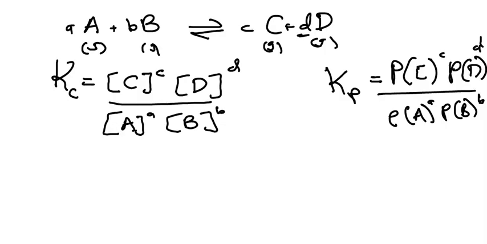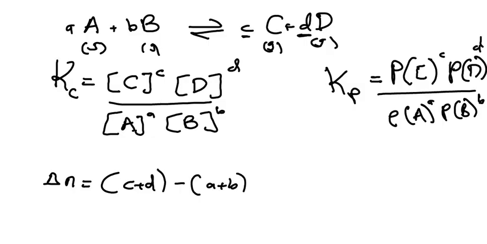Solids and liquids do not participate in forming the equation or the experiment to reach equilibrium. We do not indicate solids and liquids in our expressions, either the Kc or the Kp. And if you want to get what we call delta N, we sum up the integers balancing the products, which is the small letter c and small letter d, minus the integers balancing the reactants. We can now relate the expression of Kc and Kp.